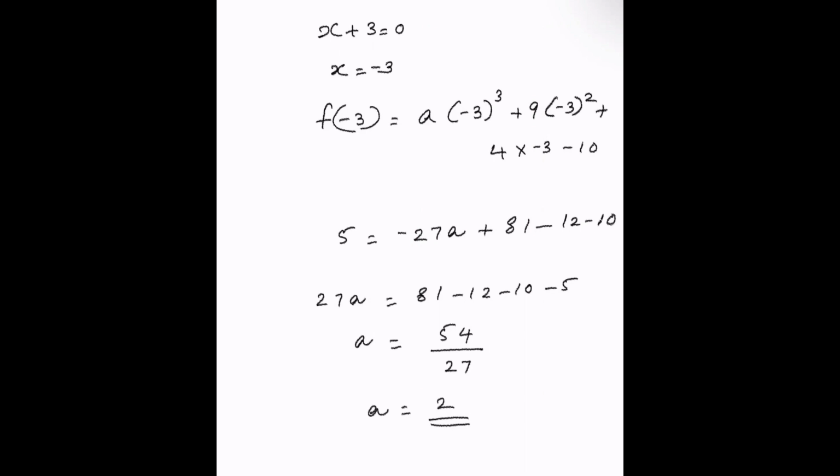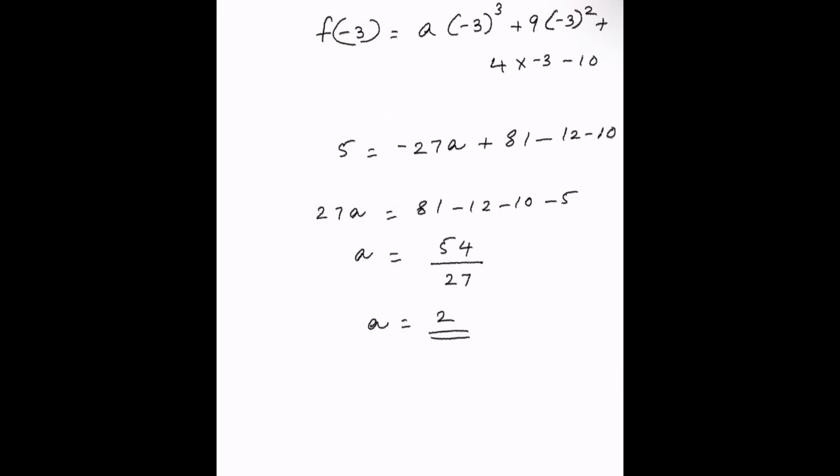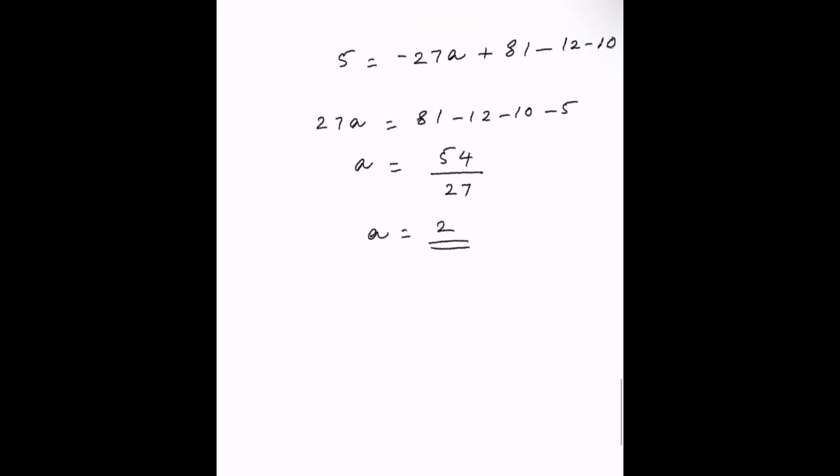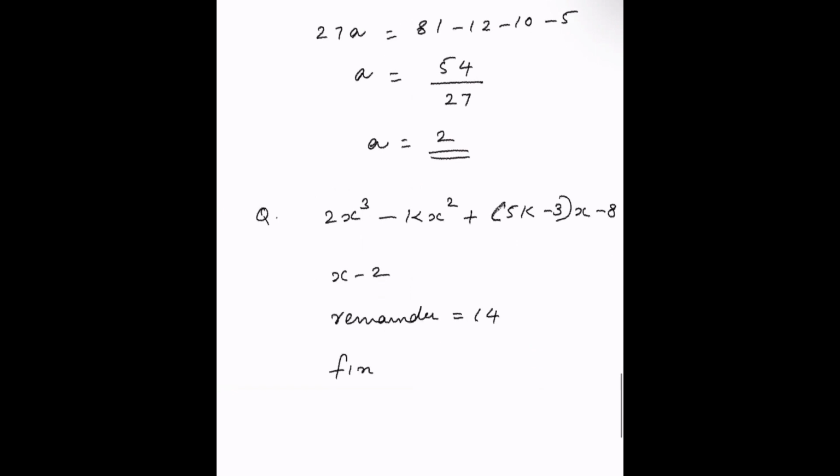Next question. When the polynomial 2x cube minus kx square plus 5k minus 3 times x minus 8 is divided by x minus 2, the remainder is 14. Find the value of k.